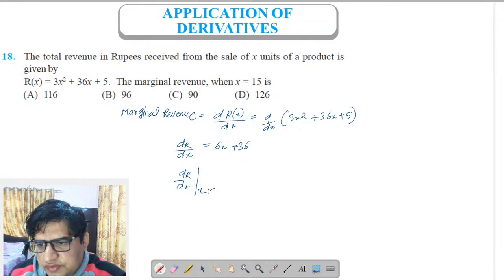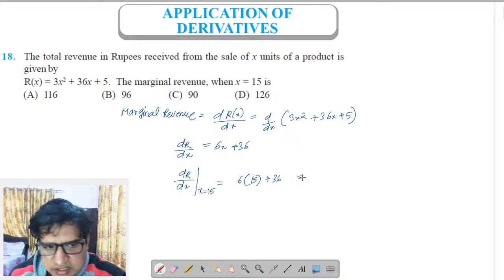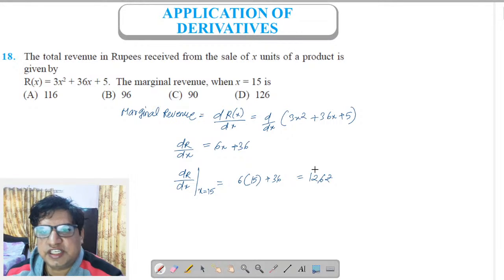So dR by dx at x is equal to 15 is equal to 6 into 15 plus 36, okay. So how much will it be? 6 into 15 is 90, and plus 36 it will be 126. So the marginal value at x is equal to 15 is 126 rupees, okay. So guys, this is how you can solve this type of questions, and I am sure you have followed all the questions and understood how to solve them.